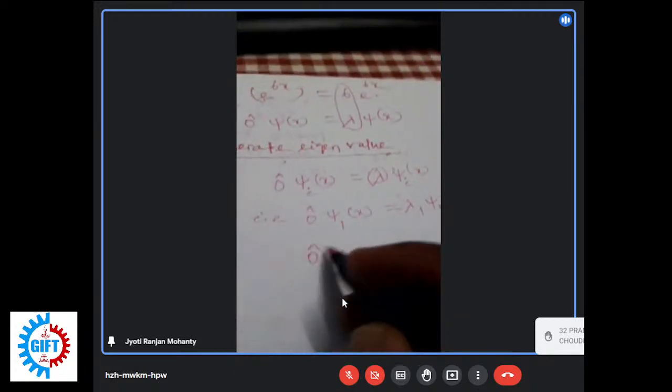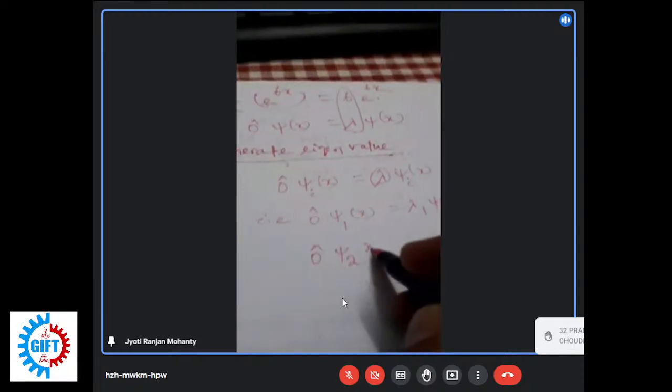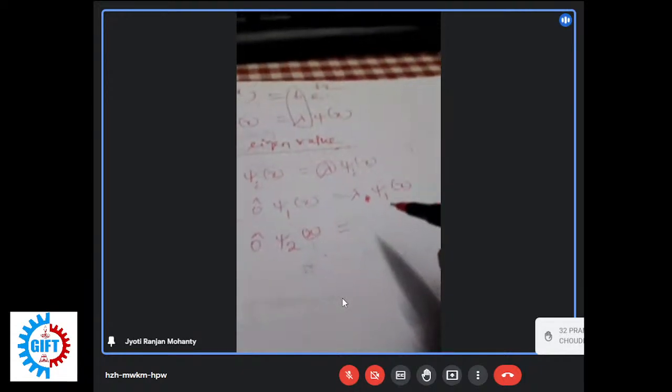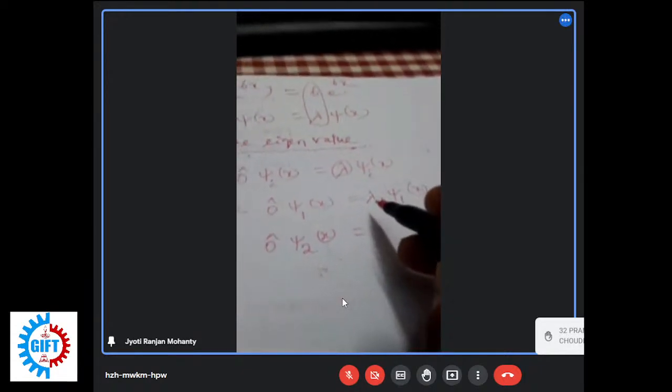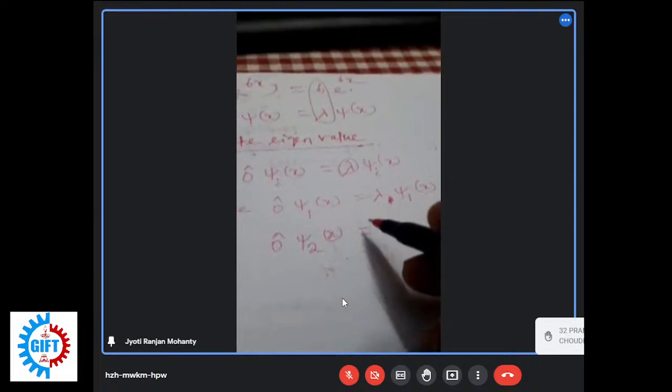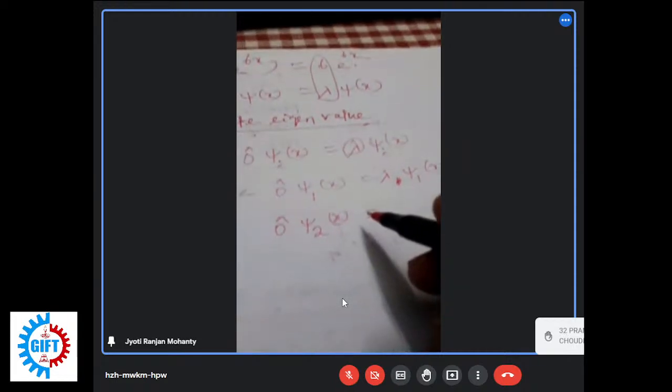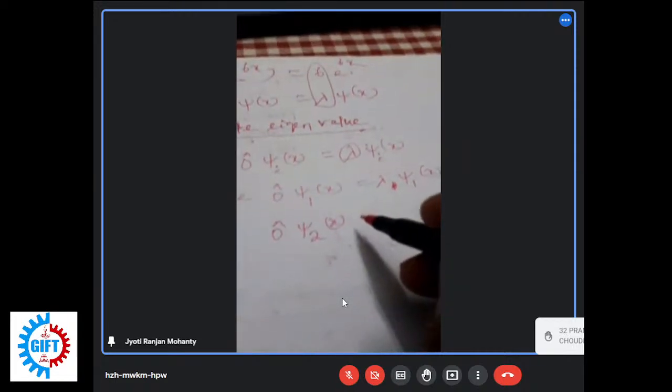If you take psi 2x, Samya, what will be lambda? This is lambda, not lambda 1. So what will be here? Samya? Samya Ranjan? Hello?